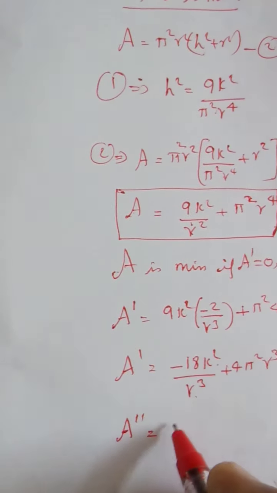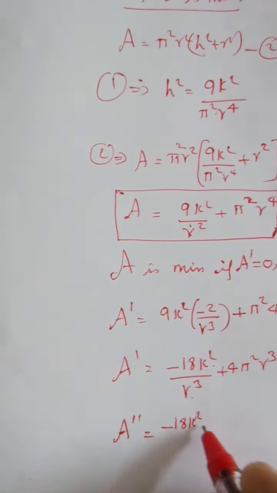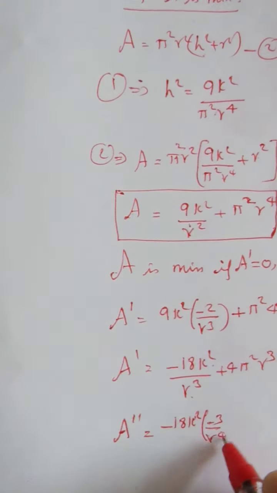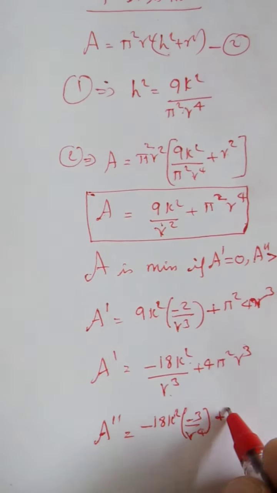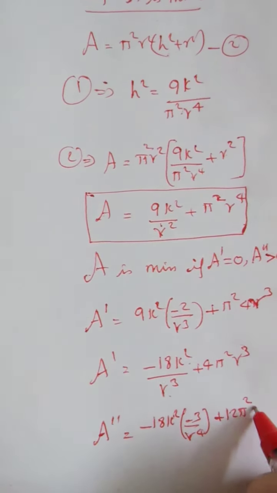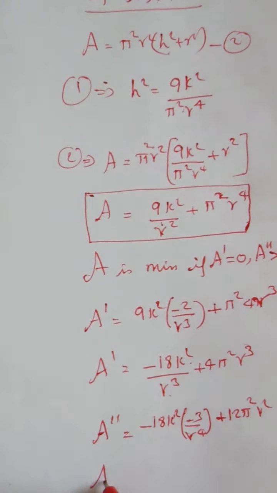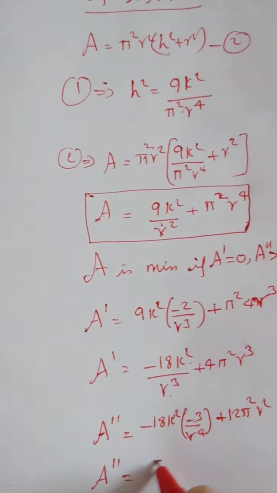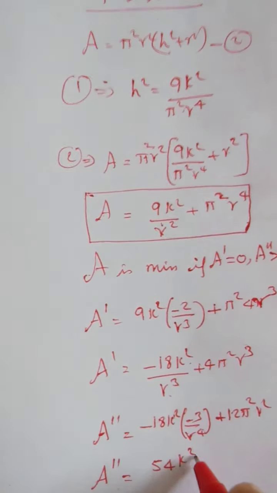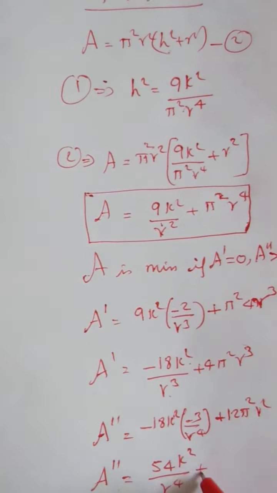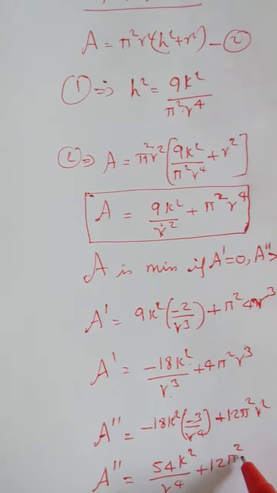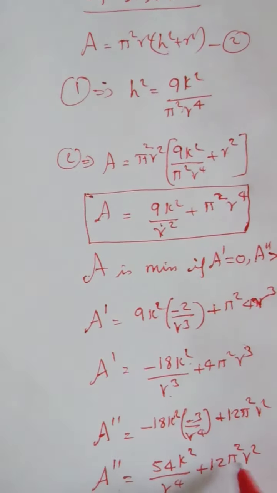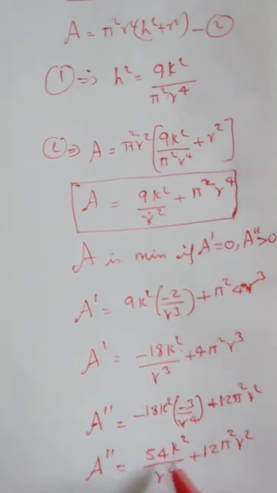If you are sure about this, then you can proceed. So then you will get minus 18k square into minus 3 by r power 4. And thereafter the next term is, this 3 comes down while you differentiate, it's 12 pi square r square. So the beauty about this a double dash is, it can never become negative, because all your powers of r are even. No real value of r will make it negative. So absolutely this is going to stay positive always.